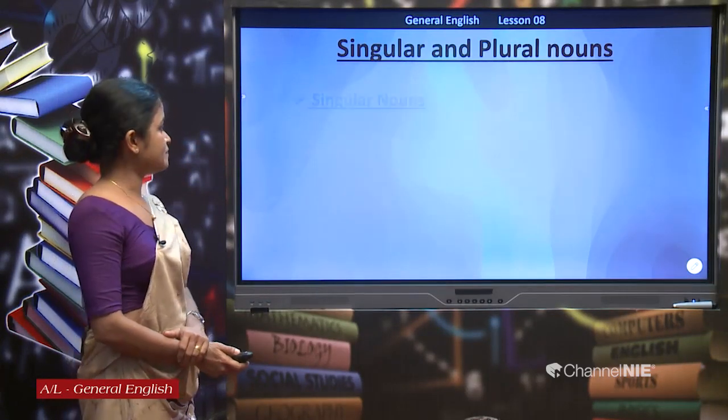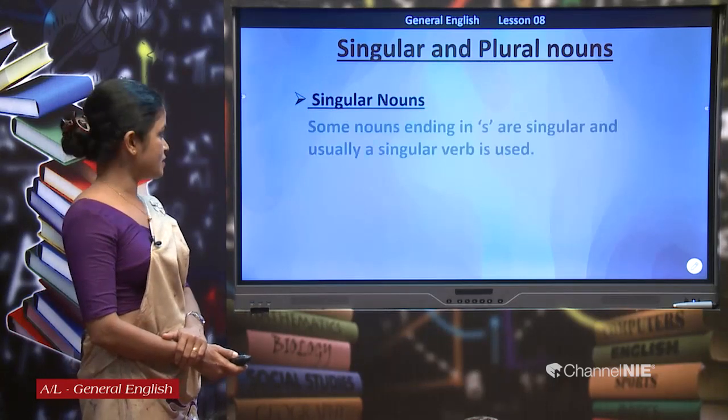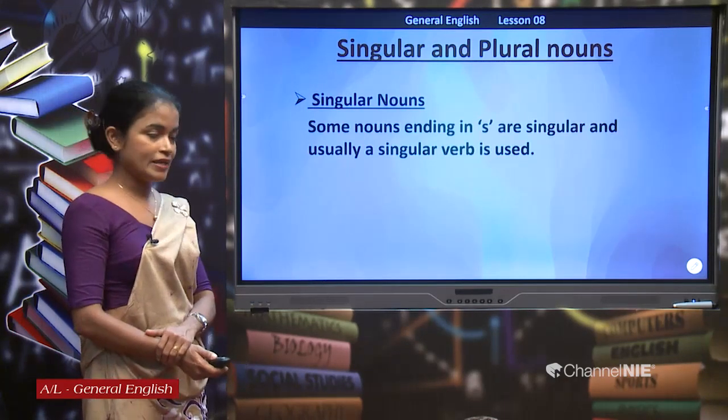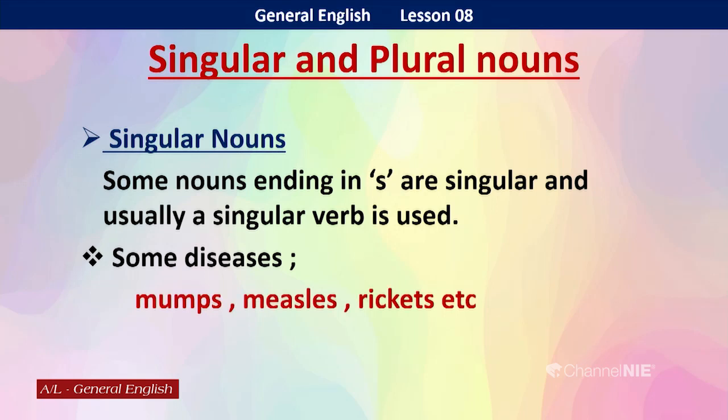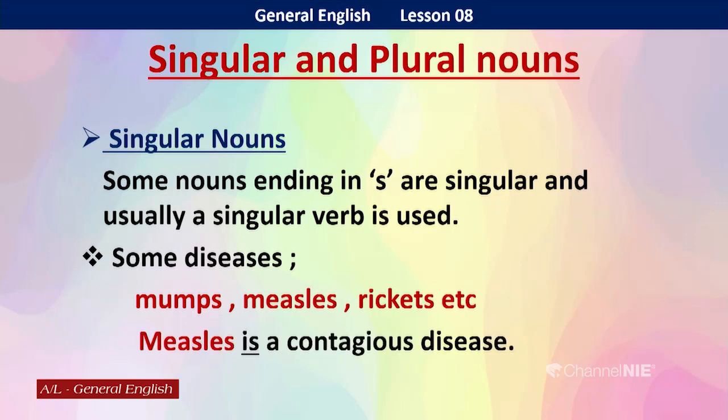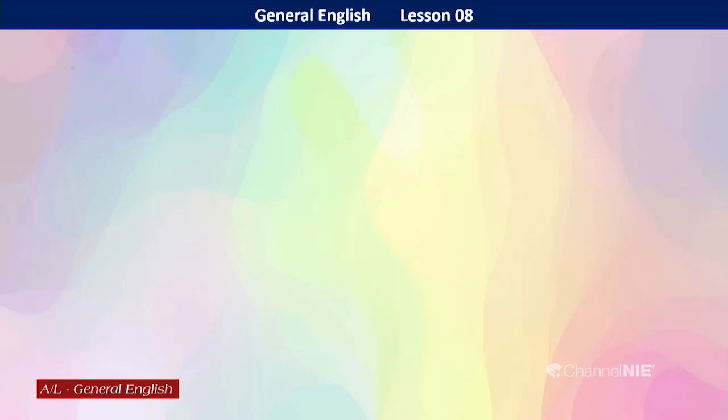So, let's see singular nouns. Some nouns ending in S are singular and usually a singular verb is used. Some diseases like mumps, measles, rickets. If we say a sentence, measles is a contagious disease.